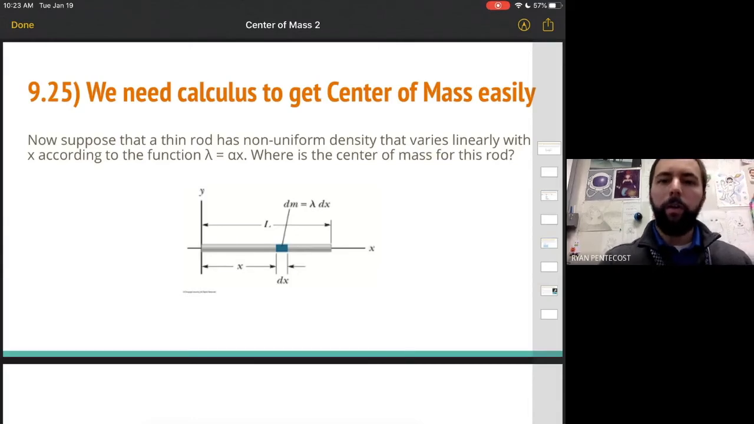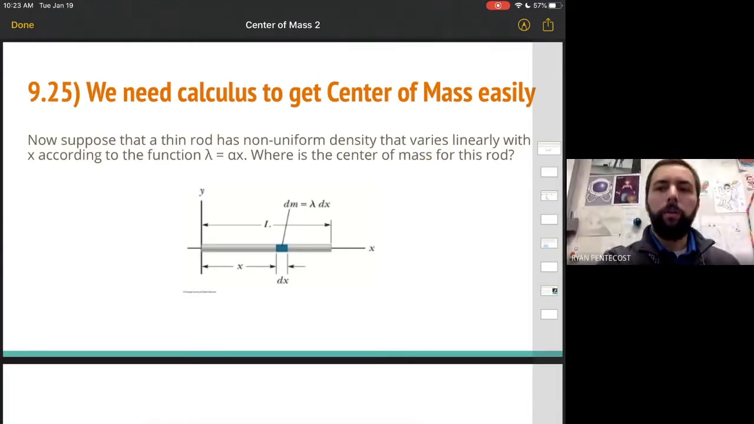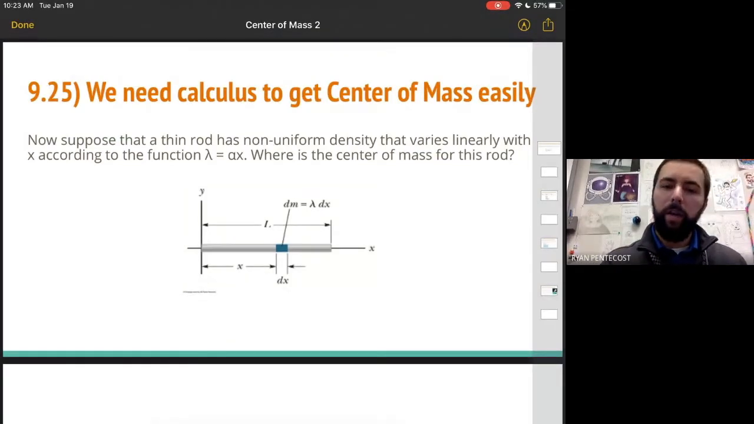Hi, everyone. Today we are going to finish our discussion on center of mass. So last time we left off with using calculus to find the center of mass of a uniform density rod, right? But if the density is uniform, then the center of mass is just kind of in the middle, so that's not really much of a challenge for us. So here we actually have a non-uniform density rod.